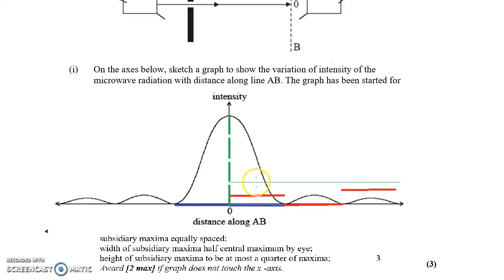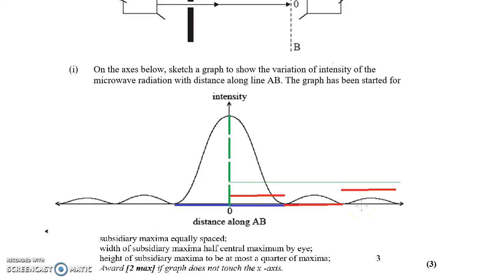Secondly, the height can only be at a maximum a quarter of the height of the central maxima. They decrease in intensity very, very quickly. So these maxima here should be very, very small compared to the central maxima. And finally, the areas of zero intensity or low intensity do need to be zero. They need to touch the bottom line. They need to touch the axis. So you get a mark for each one of those.